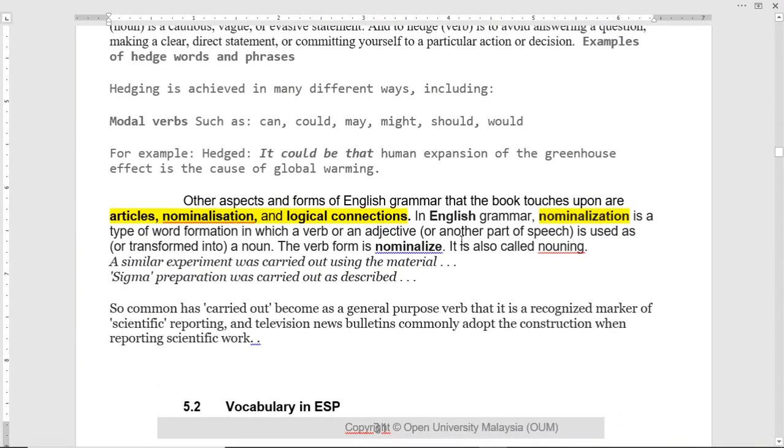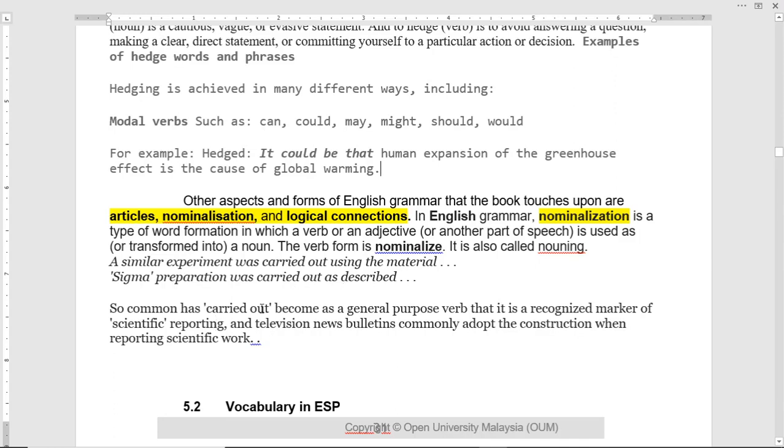Other aspects and forms of English grammar include articles, nominalization, and logical connections, coherence. Nominalization is a type of word formation in which a verb or an adjective is used as a noun. For example, preparation was carried out. A similar experiment was carried out using the material. So that type of thing.